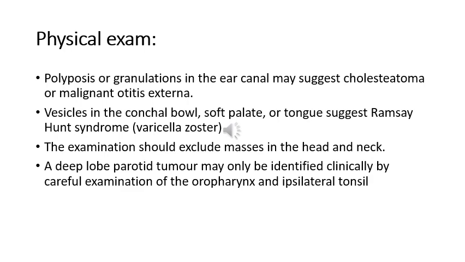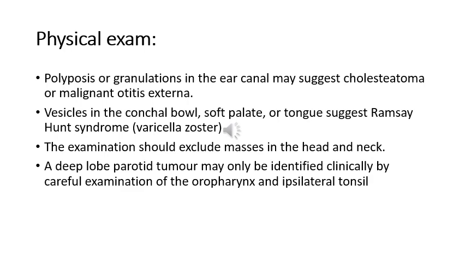Then we have to check for the conchal bowl, that is the outside of the ear, the external ear. Vesicles might be present in there, and on the soft palate and the tongue, if it's Ramsay-Hunt syndrome. Ramsay-Hunt syndrome is a condition caused by varicella zoster virus. It's a herpes virus, and as I've told, it's the most common cause of Bell's palsy, or the nerve getting injured or affected. And if it is Ramsay-Hunt syndrome, there may be vesicles in the conchal bowl.